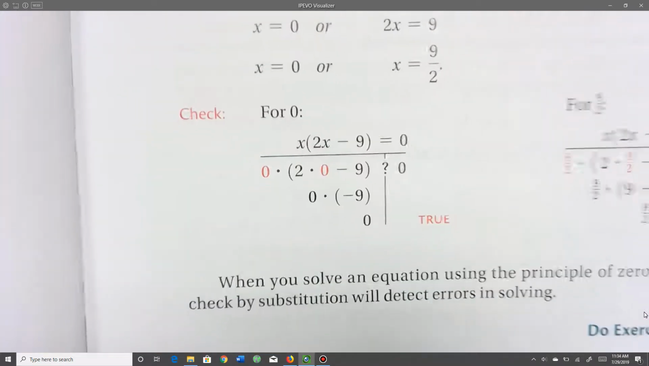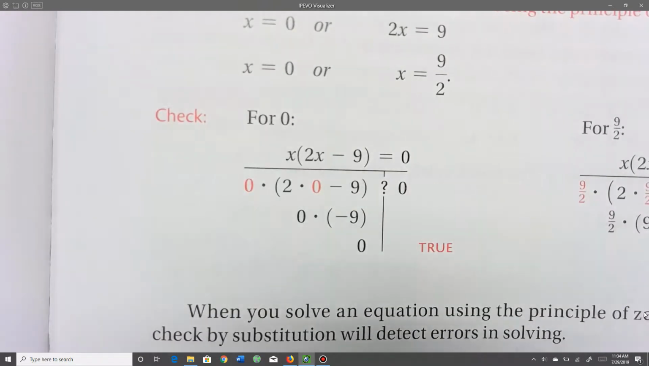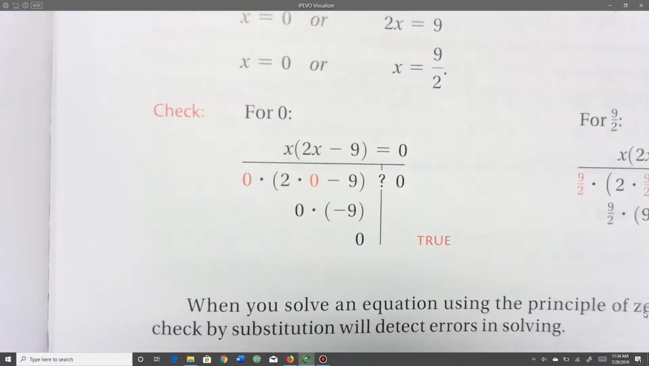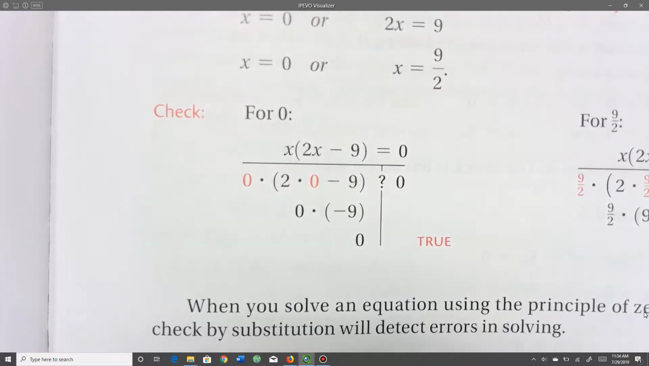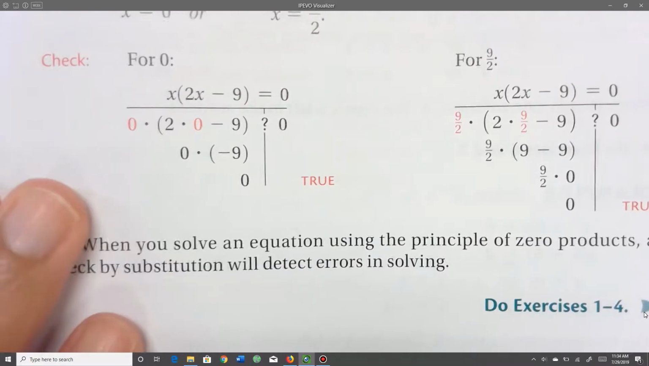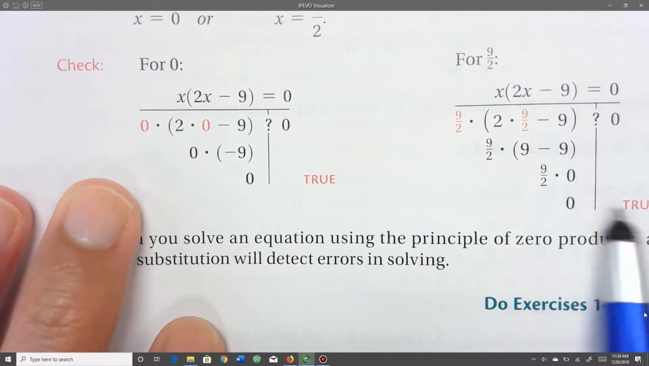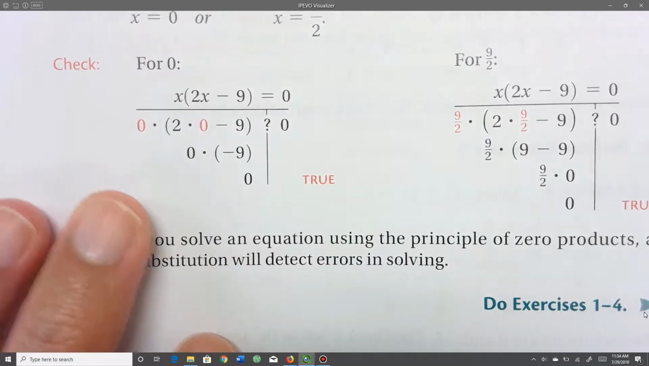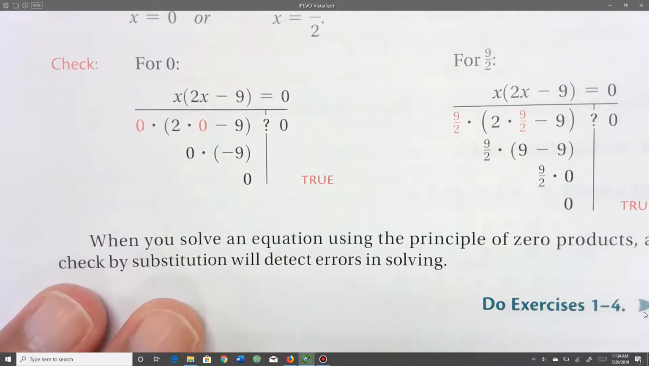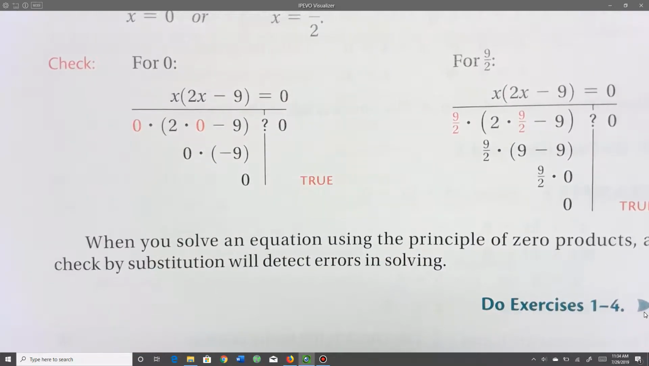And again, as a check, plug your values into the original equation, and if it makes the equation true, then those are solutions of the equation. Okay.